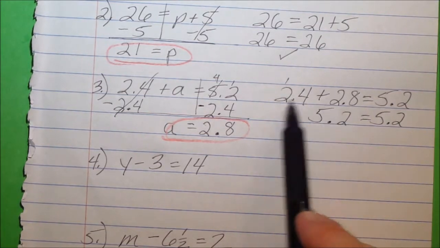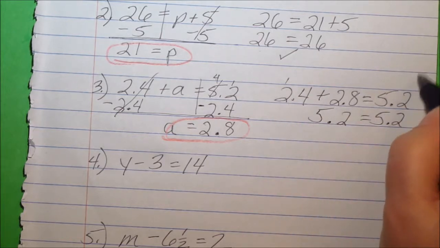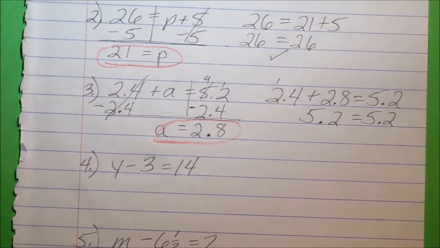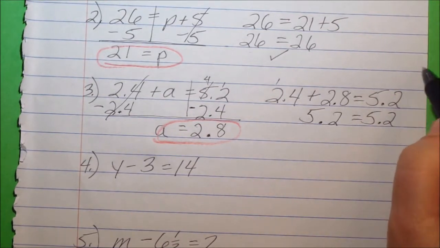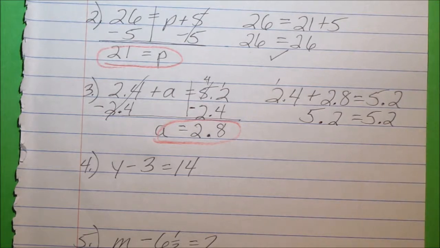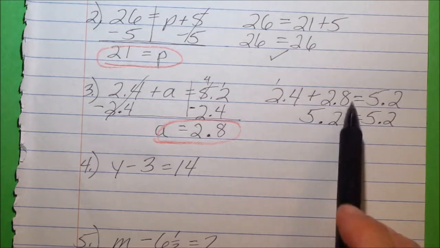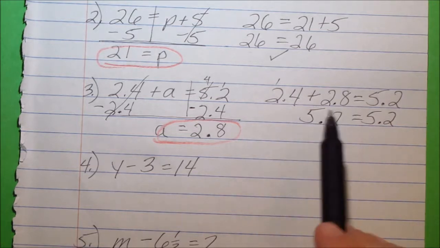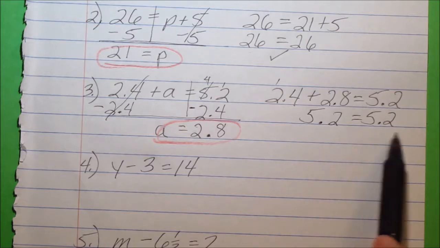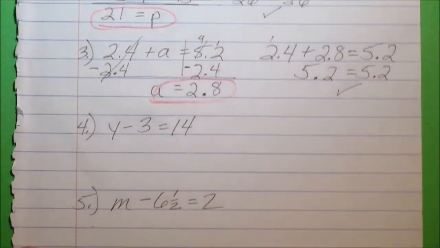And if you have trouble doing this horizontally like I am, you can always just scratch out to the side 2.4 plus 2.8 vertically, so you can keep your decimals lined up and see what's happening. And if your skills are kind of weak in dealing with decimals, that's probably a good idea. Well, 5 2/10 does equal 5 2/10, so check my solution checked out.